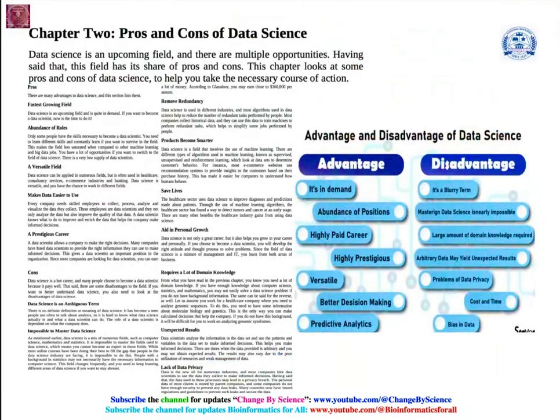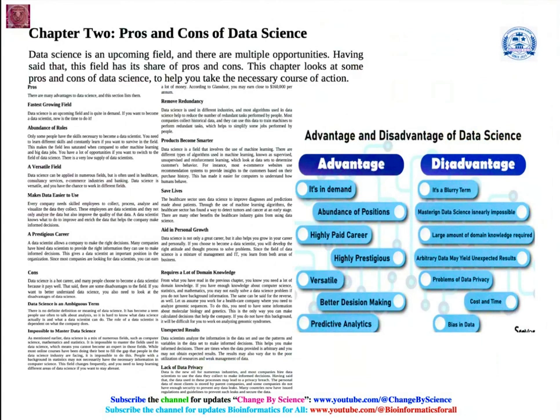Now, what are the pros and cons of data science? So, of course, fastest growing field, abundance of roles, a versatile field, makes data easier to use, a prestigious career. Of course, you can get easy jobs and highly paid jobs in data science. The cons of data science is a hot career, and many people choose to become a data scientist because it pays very well.